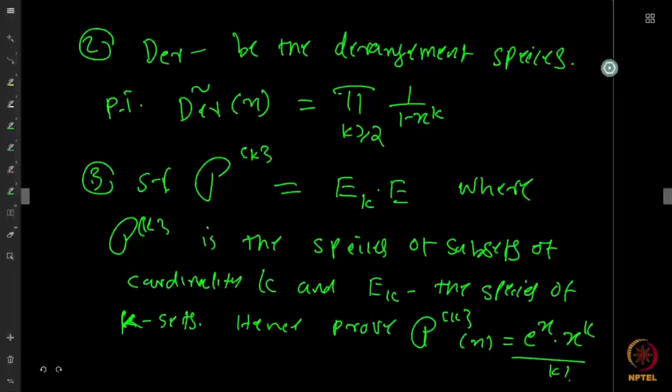And then there are a couple more questions. The second homework is to do the following. Suppose by Der we denote the derangement species. We discussed this earlier. Then show that the isomorphism type is counted by the series product over k greater than or equal to 1 of 1 over 1 minus x raised to k. So that is Der tilde of x is equal to the product over k greater than or equal to 1 of 1 over (1 minus x raised to k).